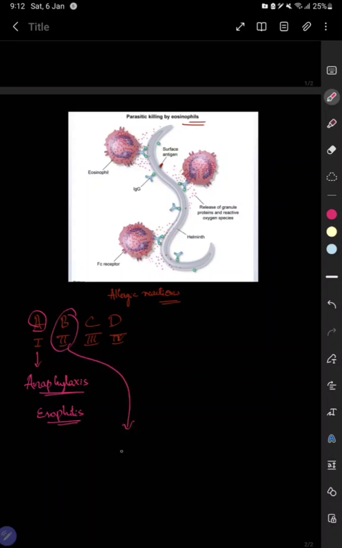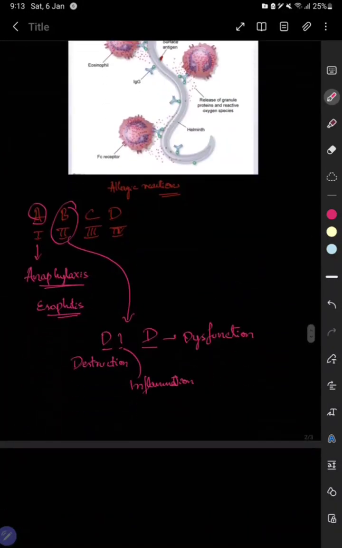In type 2 hypersensitivity there are 3 D's. Remember DID. What is DID? D is destruction, I is inflammation, D is dysfunction. Type 2 hypersensitivity: there will be destruction. Type 2 means B, for two: antigen and antibody. This is an antigen antibody reaction. How does it happen? In 3 ways. One is destruction, like hemolytic reactions, acute febrile hemolytic reactions.